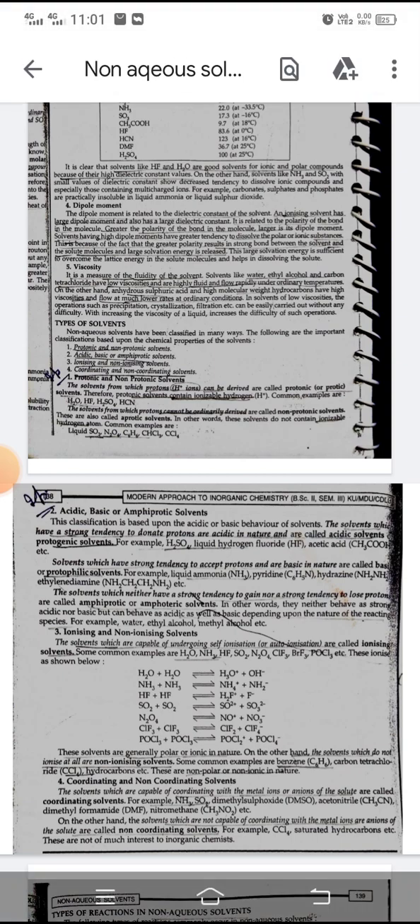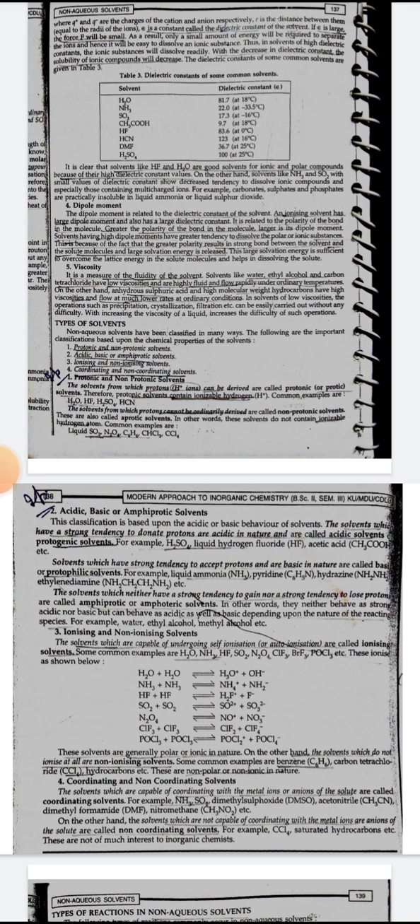Solvent H2O, dielectric constant 81.7 at 18 degrees Celsius. Solvent NH3, dielectric constant 22.0 at minus 33.5 degrees Celsius. Solvent SO2, dielectric constant 17.3 at minus 16 degrees Celsius. CH3COOH solvent, 9.7 at 18 degrees Celsius. HF solvent, 83.6 at 10.0 degrees Celsius. HCN 123 at 16 degrees Celsius, DMF 36.7 at 25 degrees Celsius, H2SO4 100 at 25 degrees Celsius.